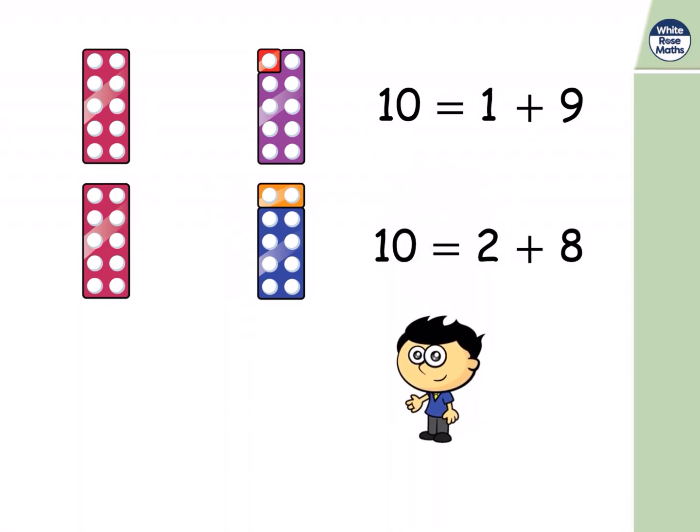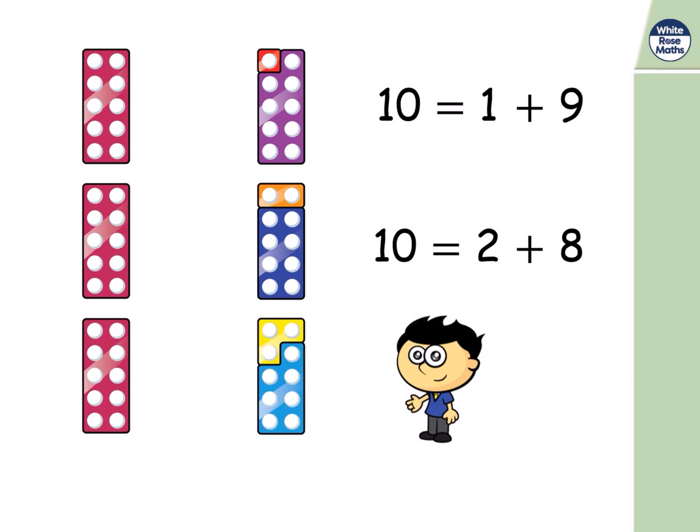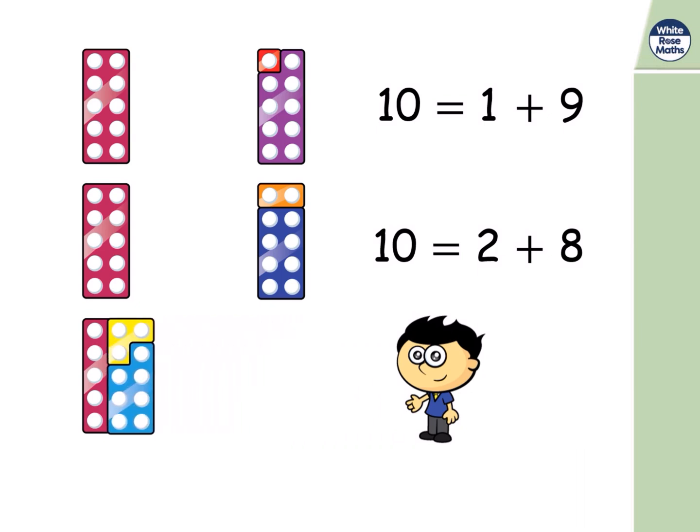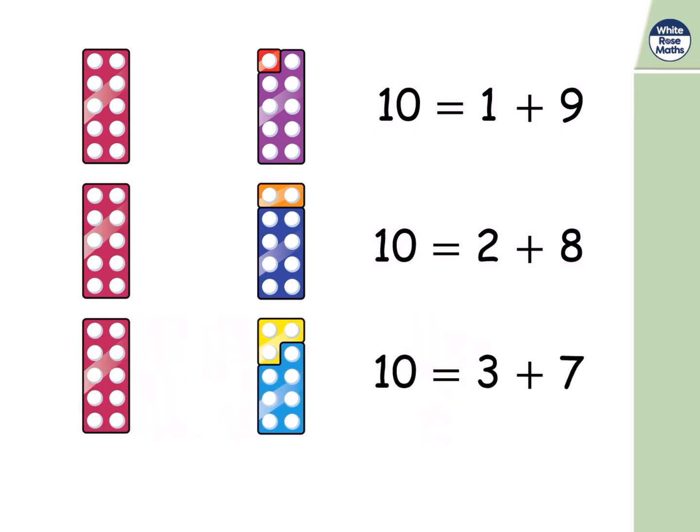Okay, let's carry on the pattern. What about 3 plus 7? Yes, 10 is equal to 3 plus 7. There definitely is a pattern emerging now. 1, 2, 3. And on this side, 9, 8, 7. I wonder if you could continue the pattern.